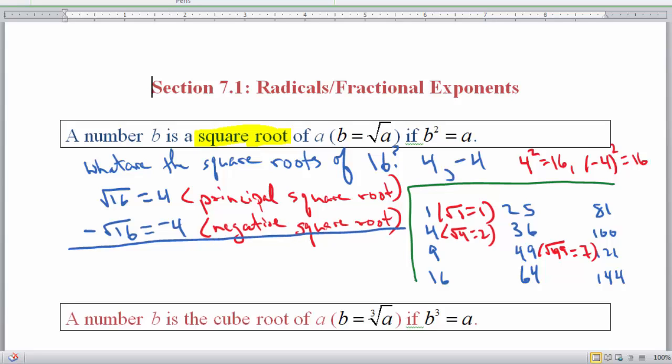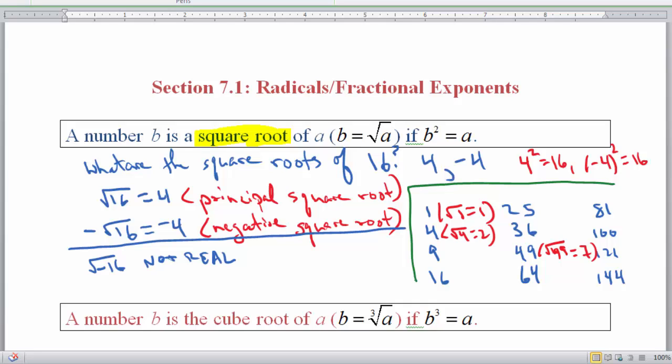Now, one thing to note here is that I gave you the principal square root and the negative square root. What if I gave you something like the square root of negative 16? What you'd be looking for here is a number that when you multiply it by itself, when you square it, gives you negative 16. The problem is, if you square a positive number, you get a positive. If you square a negative number, you get a positive. So there's no number that you can square that's going to give you a negative value. Therefore, the square root of negative 16 is not a real number.